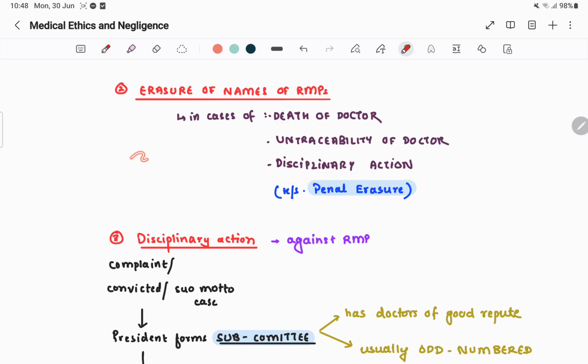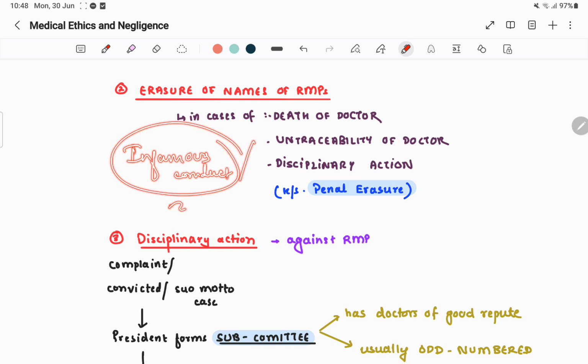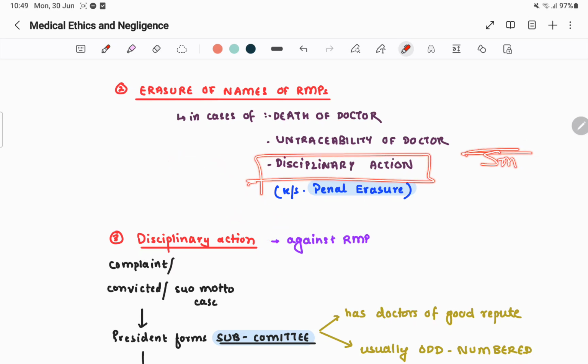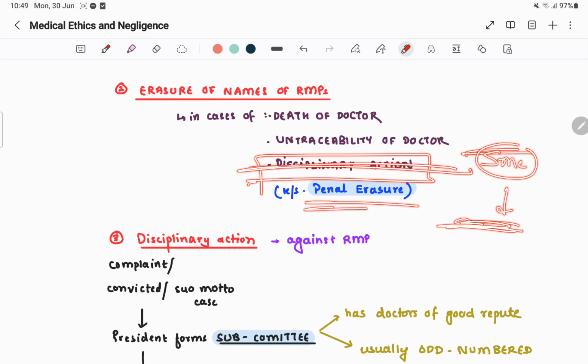If a doctor commits some infamous conduct, what is infamous conduct I will tell you. Infamous conduct or any conduct which is harmful to the patient, or in negligent cases, the State Medical Council can erase the name of a doctor from the medical register, which is called penal erasure.